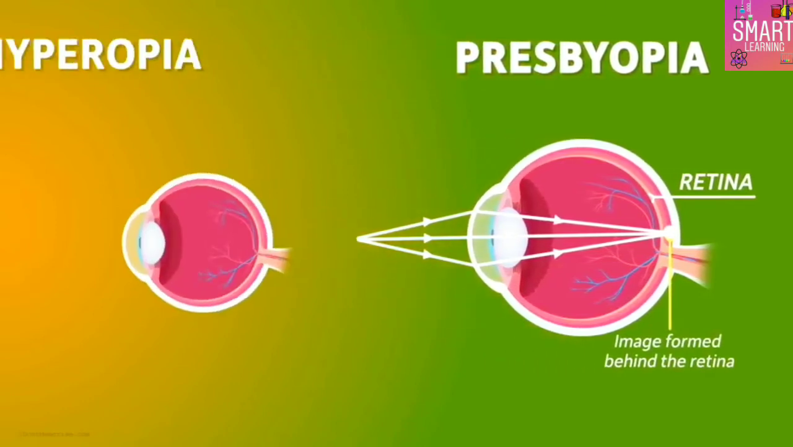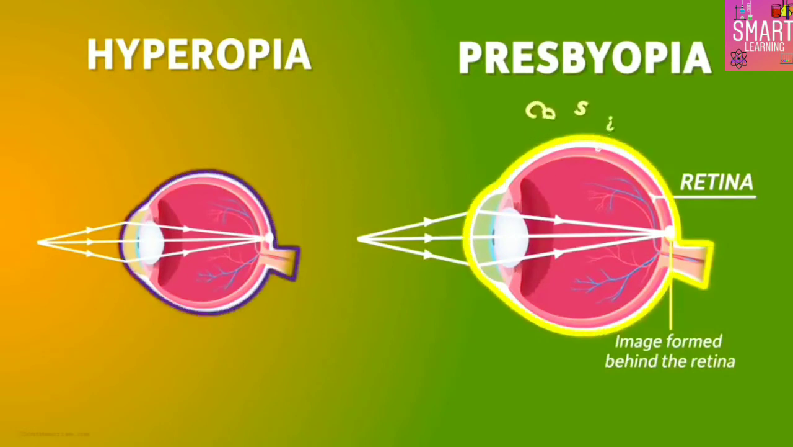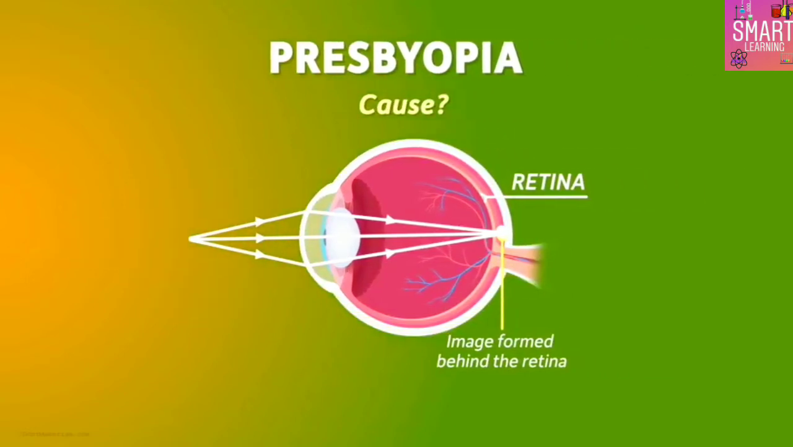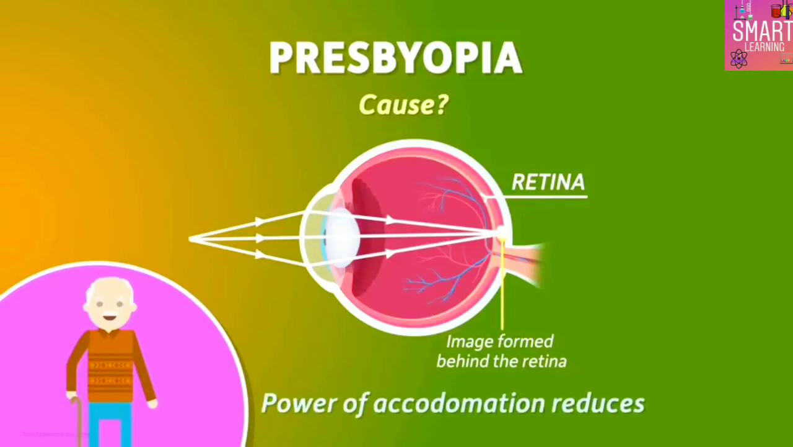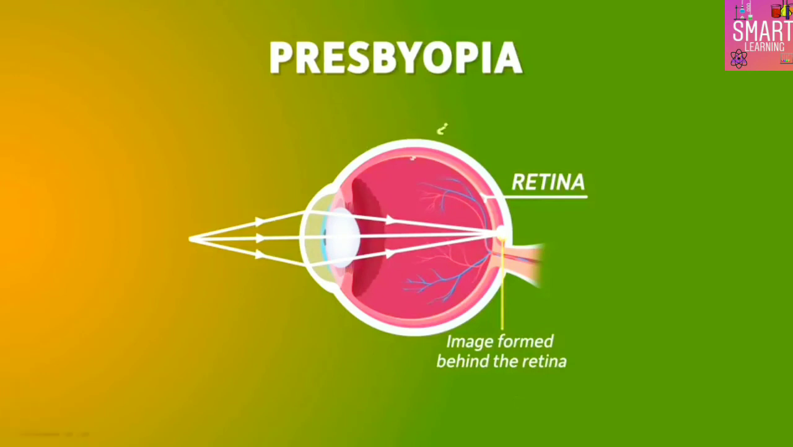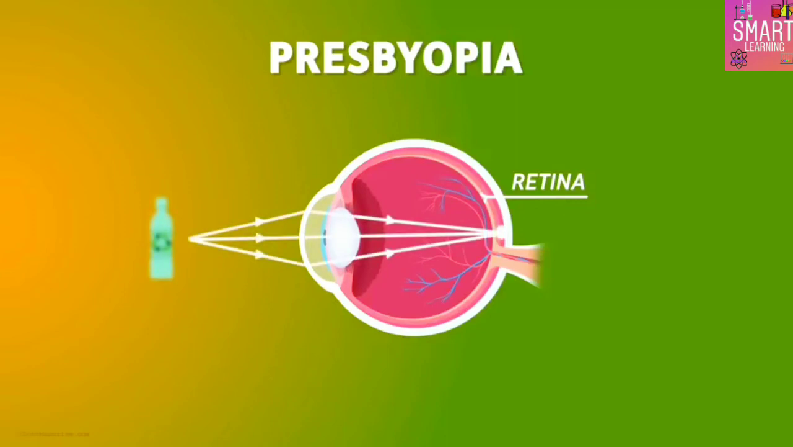However, unlike hyperopia, it's not just caused by the shortness of the eyeball. What is the reason for this eye defect then? As the person ages, the lens reduces its power of accommodation. It means that the lens loses its flexibility to move. In this condition, the lens cannot adjust the focal length in such a way that nearby objects are visible.